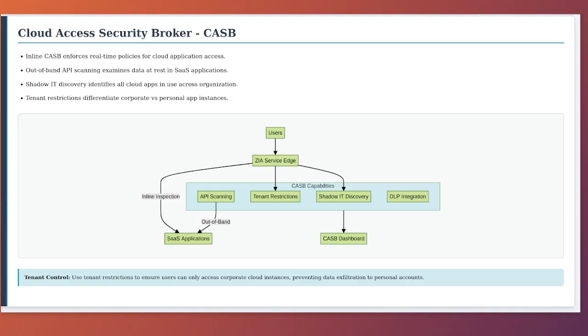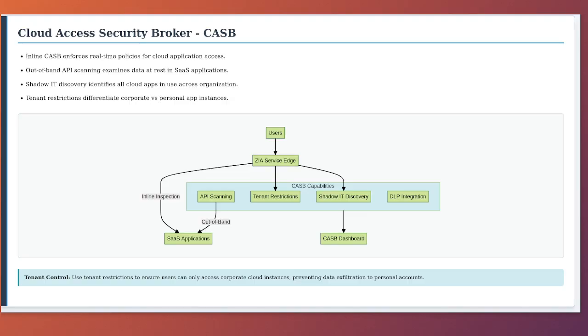Out-of-band CASB scanning connects to software as a service applications like Office 365, Box, Google Workspace, and Salesforce through APIs. It scans files stored in these applications looking for sensitive data, malware, and compliance violations. It also monitors sharing settings to identify files that are inappropriately shared externally. Remediation actions can automatically revoke risky sharing or quarantine suspicious files.